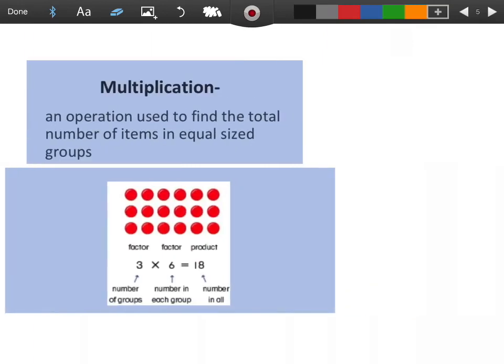The last one was multiplication. Multiplication is an operation used to find the total number of items in equal-sized groups. So if you look at the picture below, we have an array. An array shows that we have 3 groups because there are 3 rows, and there are 6 in each group, and that shows a factor times a factor gives us a product. So 3 times 6 equals 18.